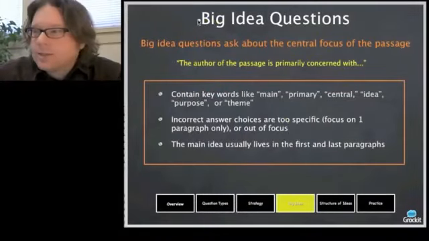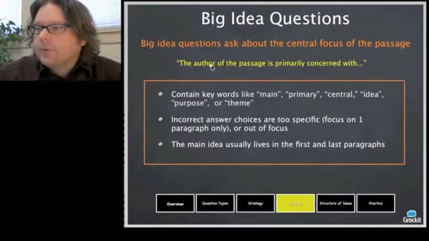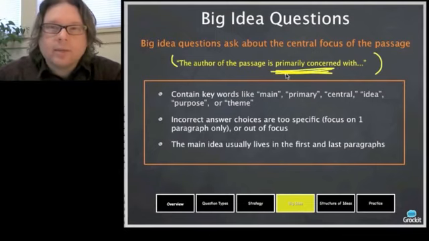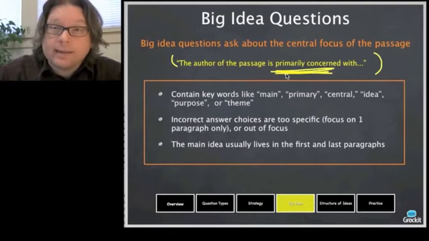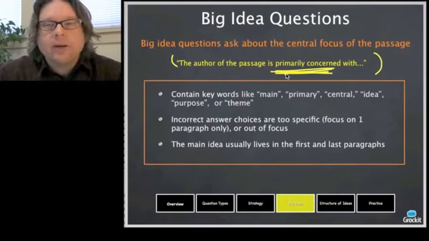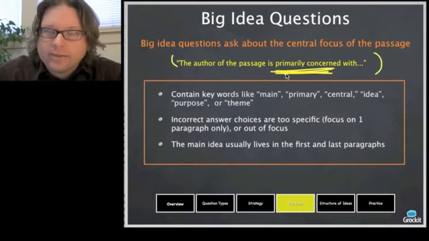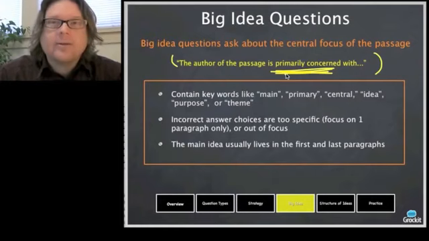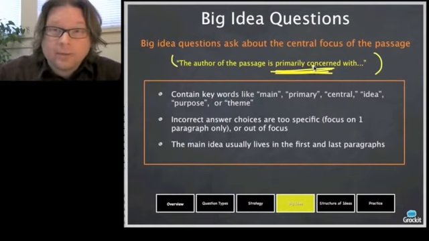So finally on to the question types. Big idea questions ask about the central focus of the passage. Here's an example: the author of the passage is primarily concerned with. These are the ones that will go to the intent, the intention of the passage, the thing that you have already determined in your notes. This is a very common question type, so figuring out that intention as part of your active reading basically answers a really common question type automatically and allows you to eliminate wrong answer choices in other types of questions.